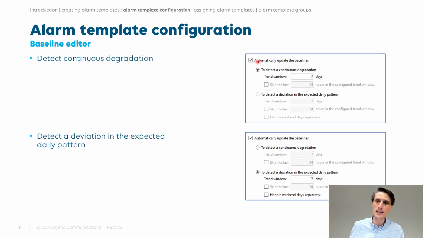You can do it in two ways. If you activate this automatic update of baselines, you can first of all go for the detection of a continuous degradation. Basically, this is what I expect to be a constant value. It's a certain level of a signal coming in, so it's more or less a continuous specific value that I expect. But of course, I have a lot of these receivers and a lot of different signals. Some of them are a little bit better than the other ones, so they have all different kinds of levels.